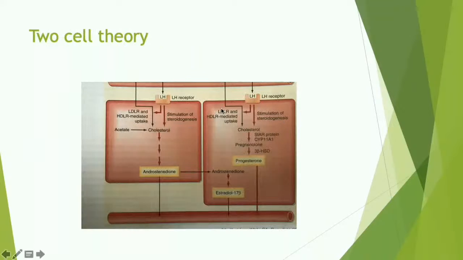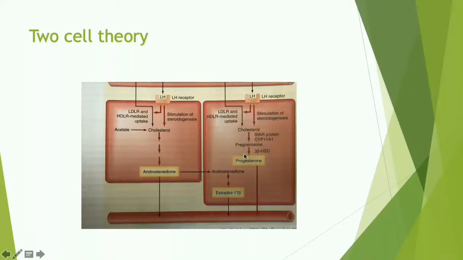If you remember the two-cell theory, you have the LH, the theca cell, the basal lamina, and then the granulosa cell, right? In the thecal cell we have the LH receptor, and the cholesterol forms androstenedione. Androstenedione diffuses through the basal lamina and reaches the granulosa cell. Here, the FSH receptor and the FSH acting on it cause increased formation of the aromatase enzyme, leading to the conversion of androstenedione into estradiol, which is then released into the circulation.